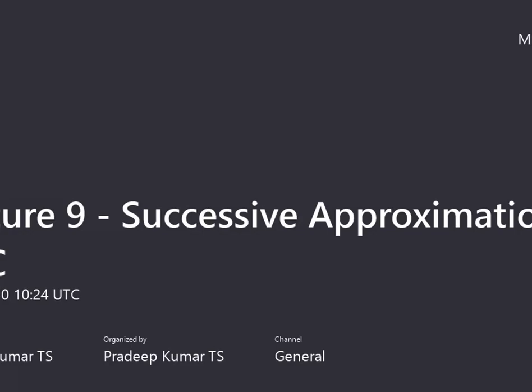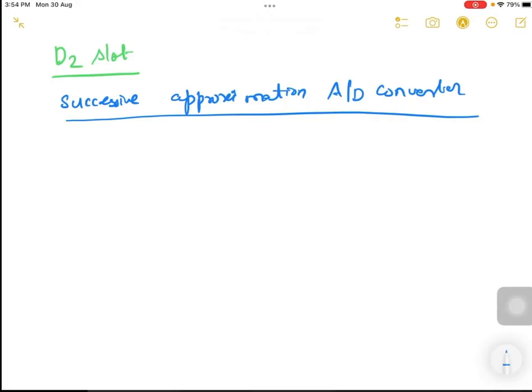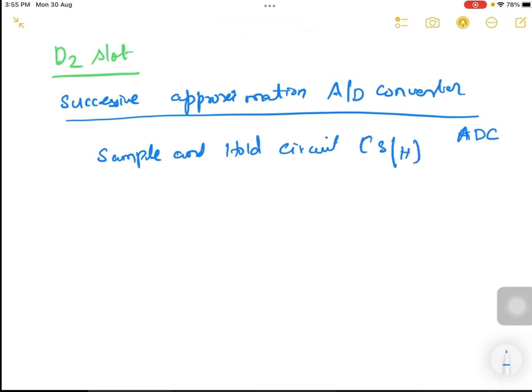So it is the successive approximation A to D converter, generally called the ADC, the analog to digital converter. Before this, we have already done the sampling, called the sample and hold circuit. Generally we call it the S/H circuitry.